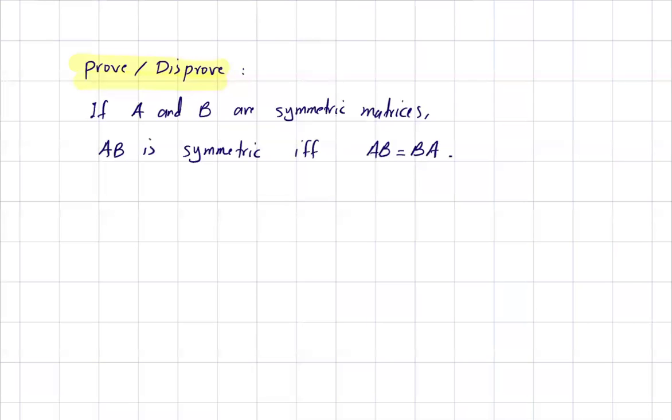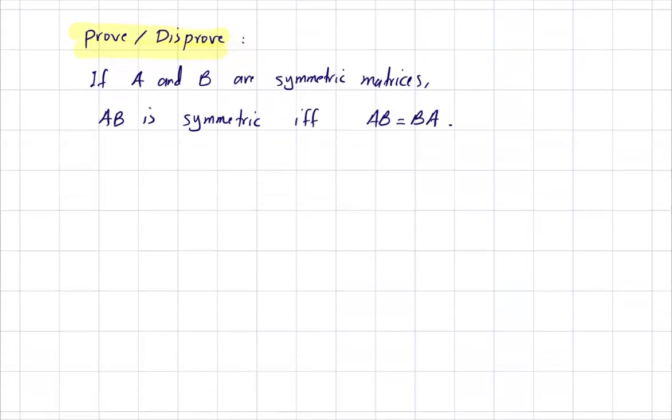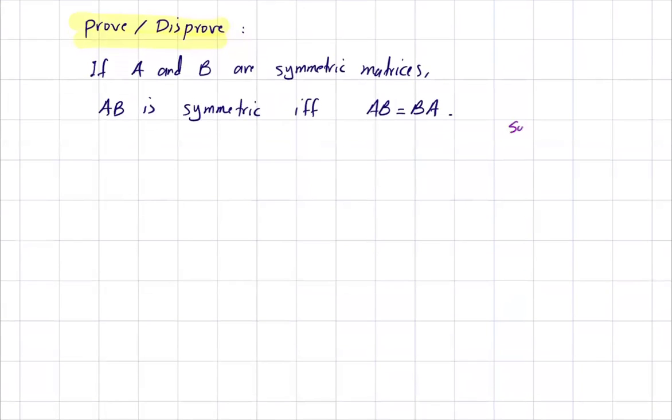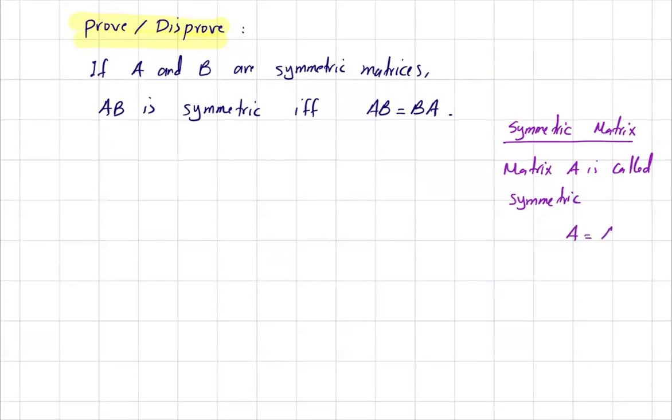Prove or disprove the following statement. If A and B are symmetric matrices, A times B is symmetric if and only if AB is equal to BA. Remind yourself of the definition of symmetric matrix. Matrix A is called symmetric if it is equal to its transpose.